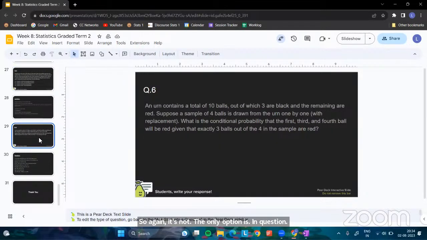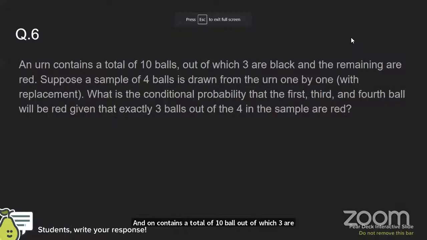So now look at question 6. An urn contains a total of 10 balls, out of which 3 are black and the remaining are red. Suppose a sample of 4 balls is drawn from the urn, one by one, with replacement. So don't forget the with replacement part. What is the conditional probability that the first, third, and fourth ball will be red, given that exactly 3 balls out of the 4 in the sample are red? You can take a while to solve this question and then we'll discuss.